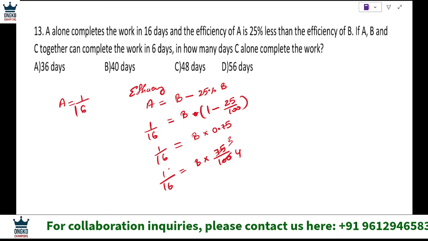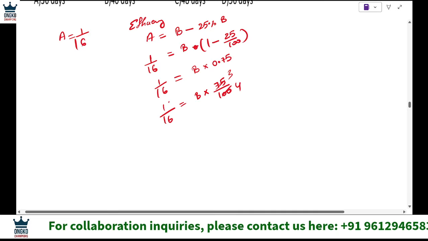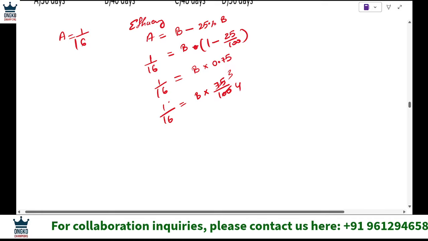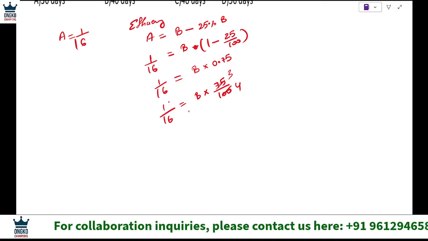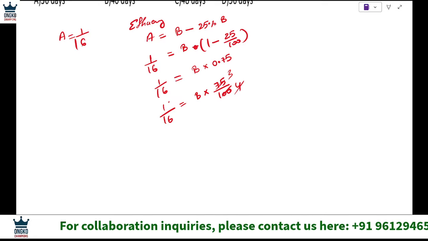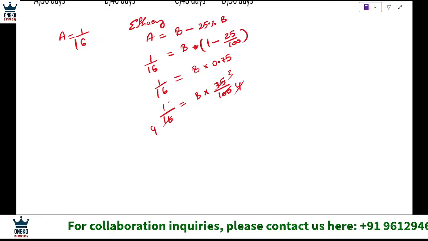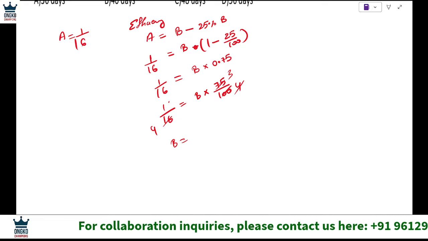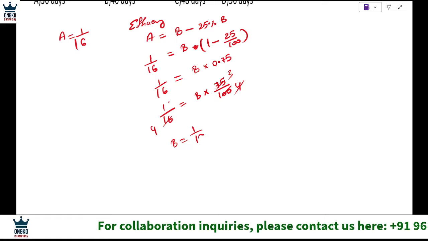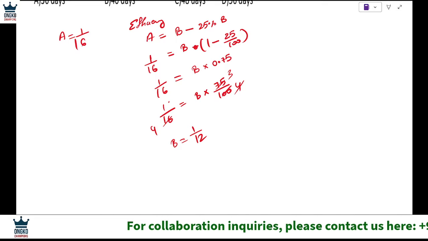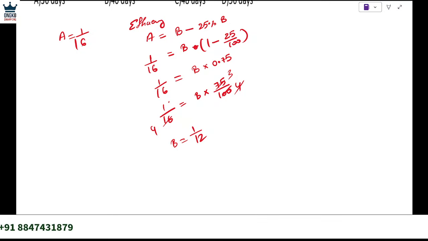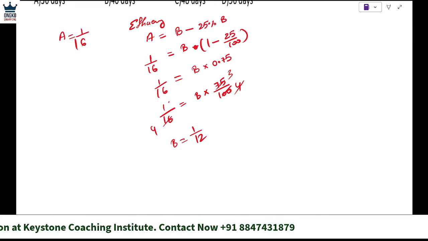So the efficiency of B will be what? 3 will come down, 4 will come up, so 4 times 1 is 4, and 3 times 4 is 12. That means B is equal to 1 by 12. So B's 1 day work is what? 1 by 12. A's 1 day work is already given in the question: A can finish the work in 16 days.